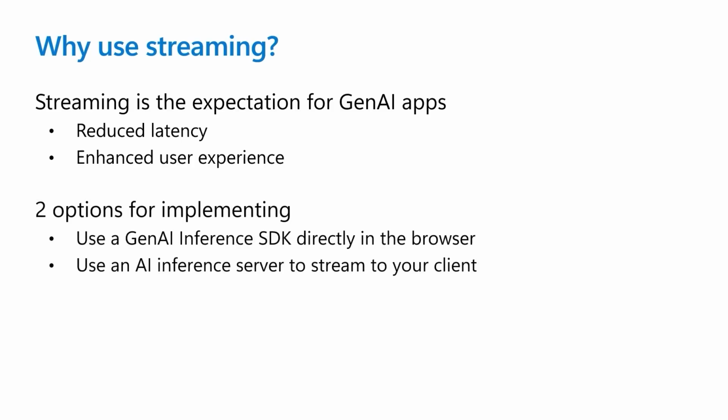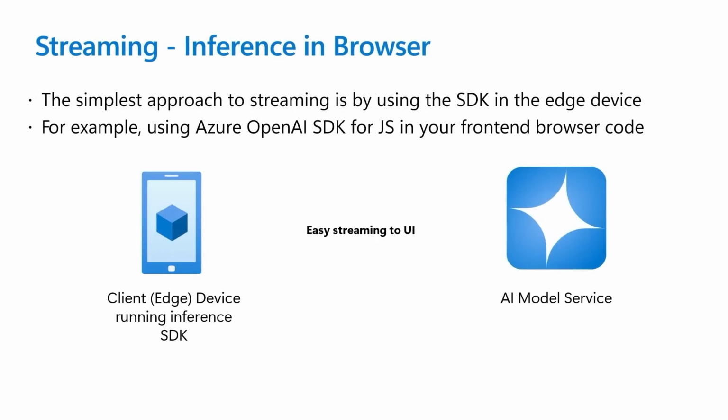When it comes to streaming, there's two options for implementing it. First, you can use a GenAI inference SDK directly in the browser. Alternatively, you could use an AI inference server to stream to your client. We'll cover both of them. The first option for streaming is inference in the browser, and this is the simplest one. It's done by using the inference SDK in the edge device. So for example, using the Azure OpenAI SDK for JavaScript in the front end. The front end would be running the inference SDK, and it would directly call the AI model service. This results in easy streaming to UI, but unfortunately, it ends there.